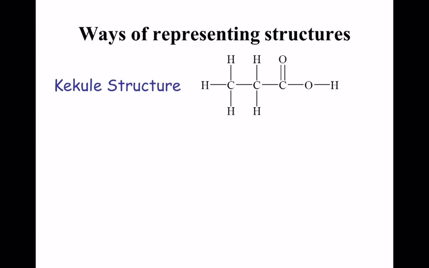So there's the Kekulé structure. And actually, we are going to call this a carboxylic acid coming up. You know it's a carboxylic acid if you have, on one carbon, both a double-bonded oxygen and an OH. Okay, carboxylic acid.